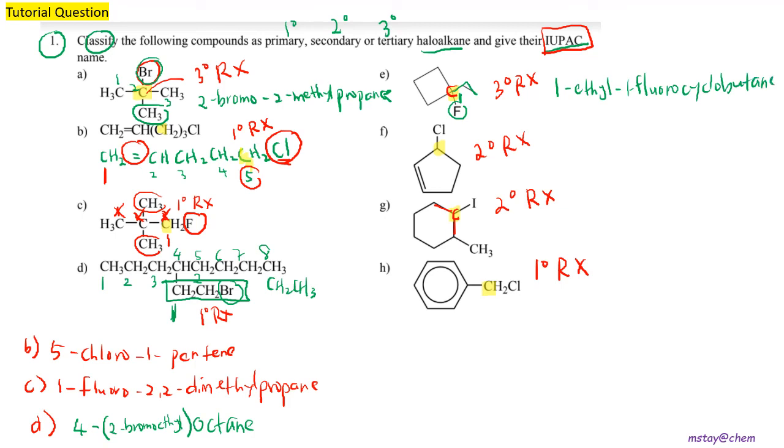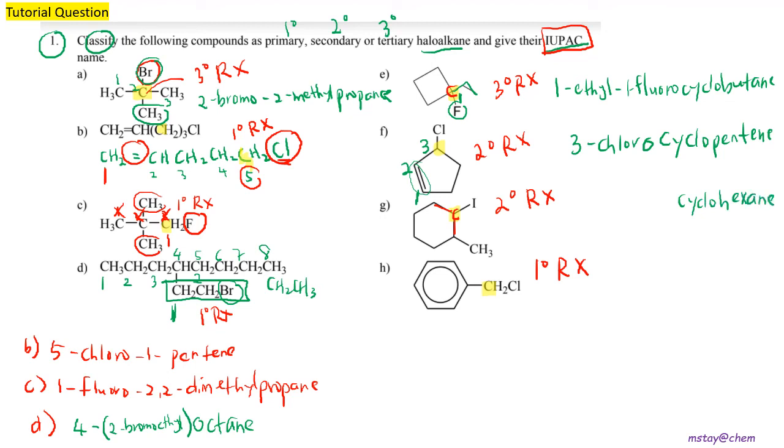Next one, we can see there is a double bond, and it's a cyclic compound with 5 carbons. So it will be known as cyclopentene. Since the double bond needs to be labeled as carbon 1 and carbon 2, going anticlockwise at the same time also gives the lowest number to chlorine. So it will become 3-chlorocyclopentene.